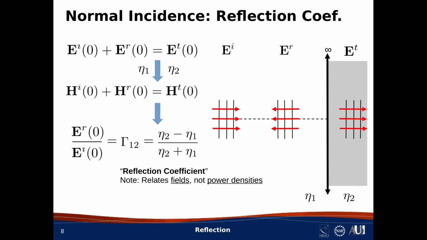Now, before proceeding, take note. The reflection coefficient, gamma sub 1, 2, relates fields and not power densities. This is a common pitfall. Remember, the electric field intensity has voltage-like units, that is, volts per meter, whereas power density has power-like units, specifically watts per meter squared. So, power densities are related by the square of gamma 1, 2.